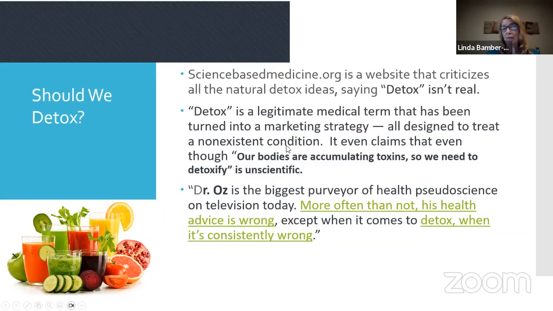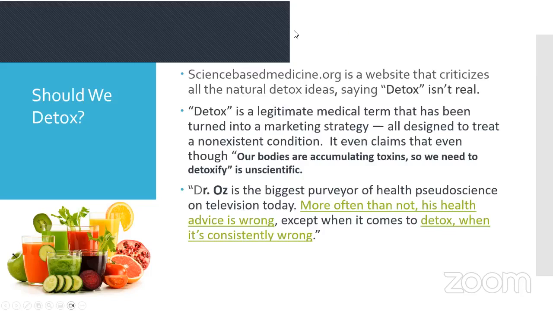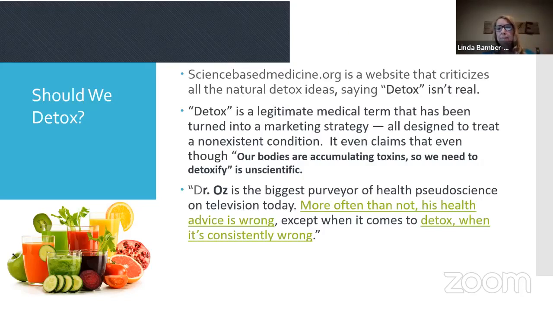Now, I've showed you this slide before, and I just wanted to go over it again. The medical community is going the opposite way and saying, oh, detox, we don't need to detox. That isn't even real. It isn't even right. But they even make fun of Dr. Oz, saying he's the biggest purveyor of health pseudoscience and his health advice is wrong, except when it comes to detox, when he's consistently wrong. So obviously, we want to do the opposite of what we are hearing sometimes from some of the medical professions. And we want to be detoxing in several different ways.